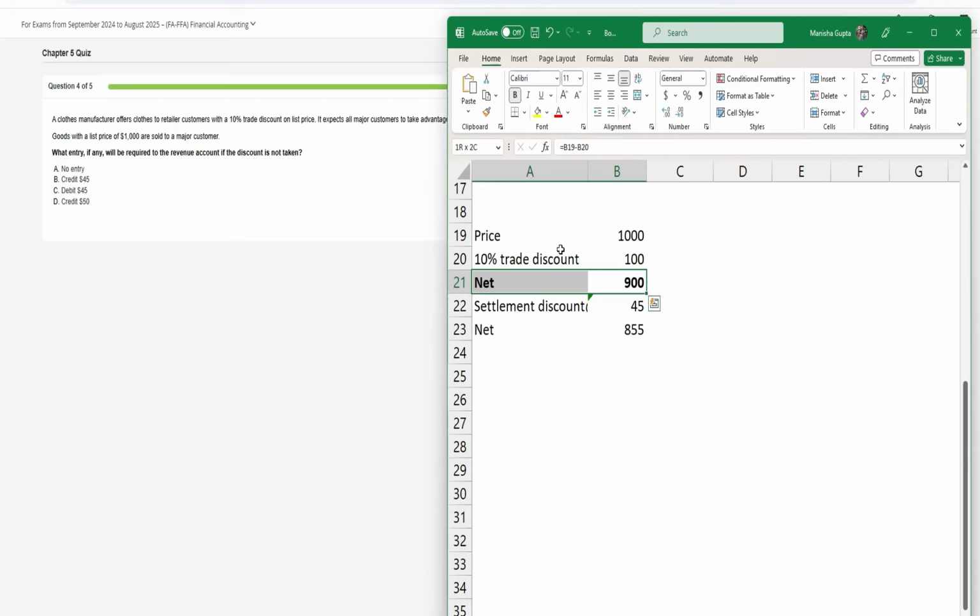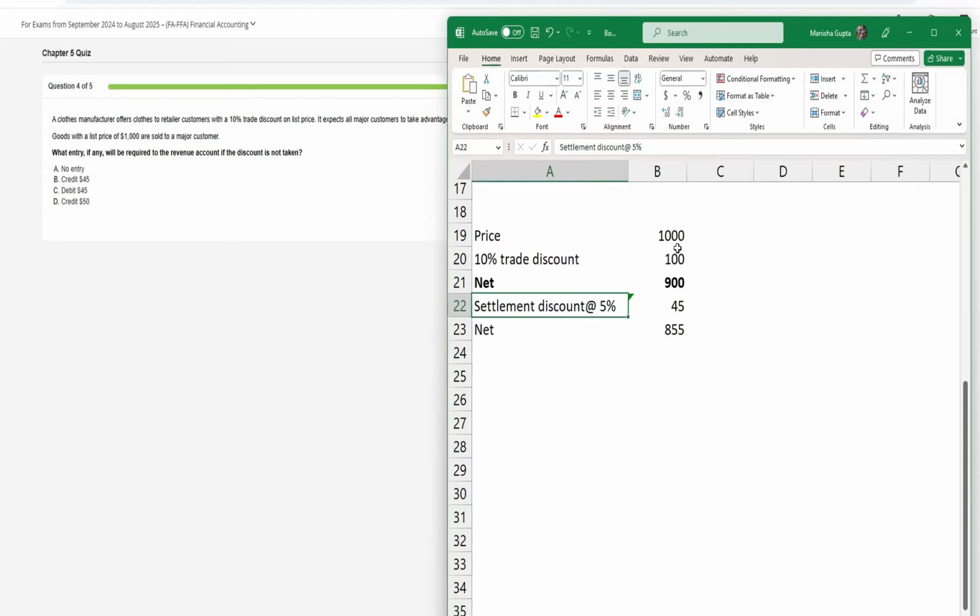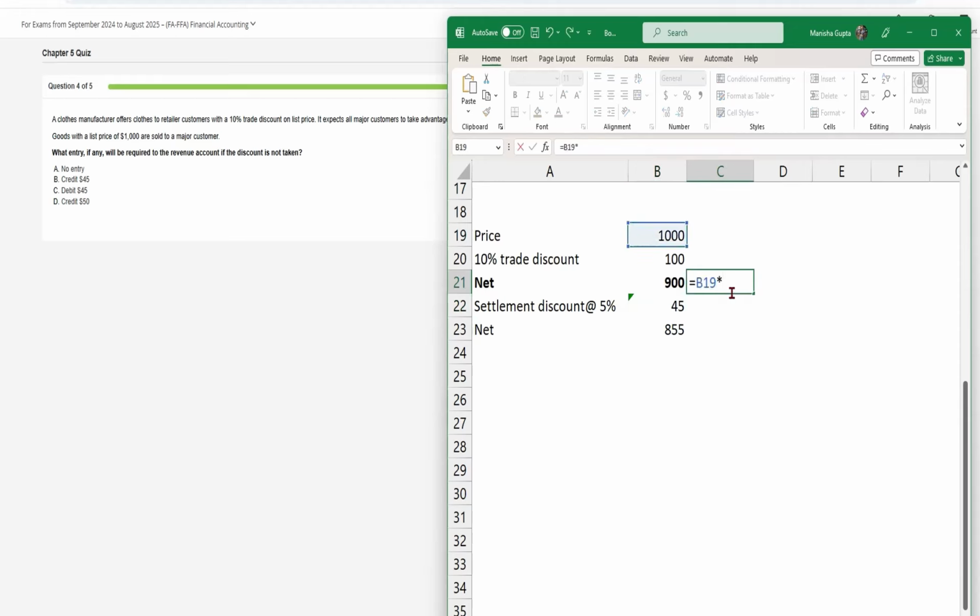But the question also says that it expects the majority of the customers to take advantage of the 5% discount. The settlement discount of 5% means 5% of now 900. Either you can calculate the value directly as well by taking 1000 multiplied by 90%, then multiplied by 95%. The value will be the same, 855 directly. So this settlement discount of 45 is deducted from 900. It will give the amount of 855.